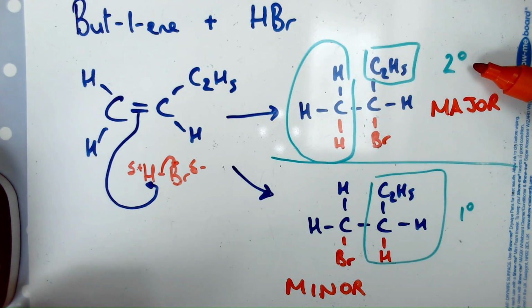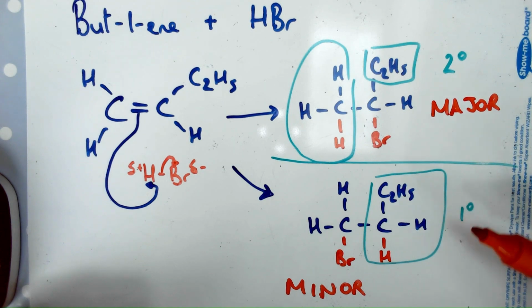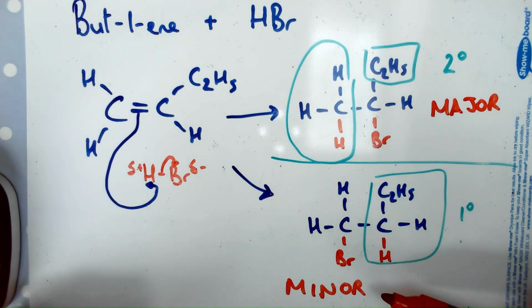This is a secondary carbocation, more stable than a primary, so this one is our major product. This is a primary carbocation, so this whole thing will be our minor product. And I think that's where I'm going to stop.